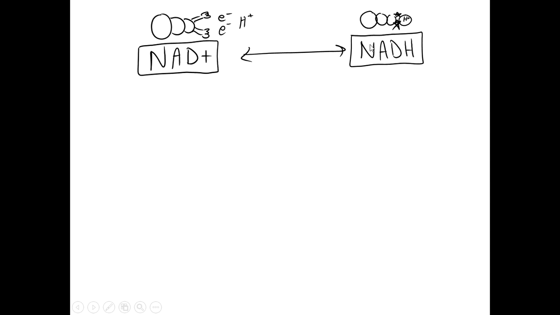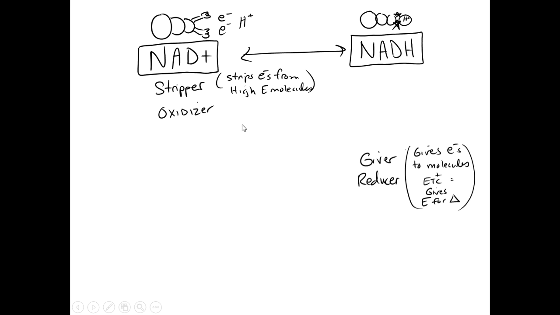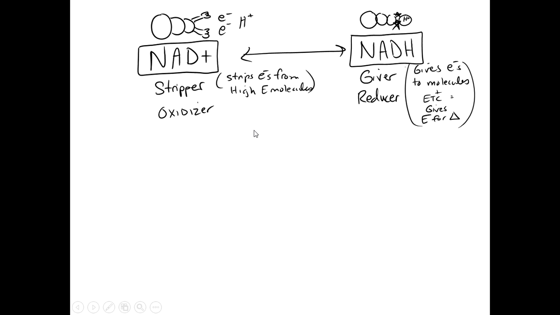And then NADH is the electron carrier. It also carries 1 proton. So ways to think about these is we call the NAD plus a stripper because it strips electrons away from high energy molecules. But that's not what you should call it in an exam. You should call it an oxidizer or an oxidizing agent. It steals electrons. It oxidizes things. NADH, of course, is a giver. It's a reducer. It gives electrons to other molecules such as the ETC. And that means that it gives energy to cause changes, to make life happen.